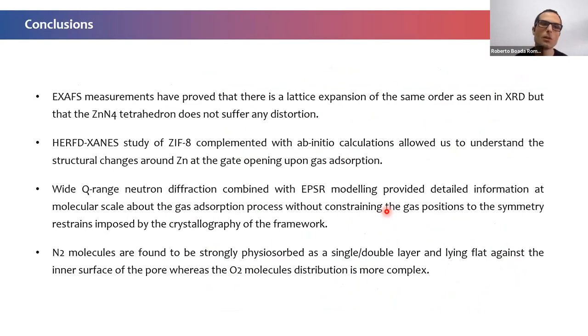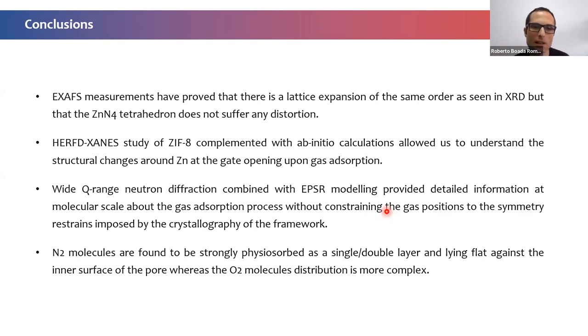So as a conclusion, we did the XAS measurement across this gate opening transition. We did see the expansion of the lattice, but not the expansion of the coordination tetrahedron, which is rather rigid. There is no distortion in the first neighbor. The possibility of doing high resolution XAS and the combination with the XAS calculation allow us to monitor more closely the changes in the ligand geometry, in terms of being able to discern what is happening at different pressures.